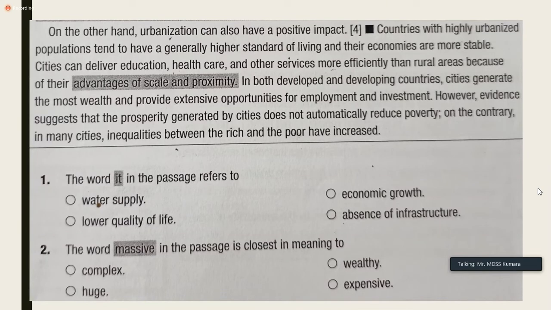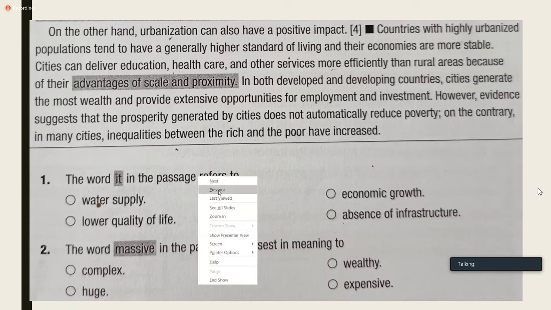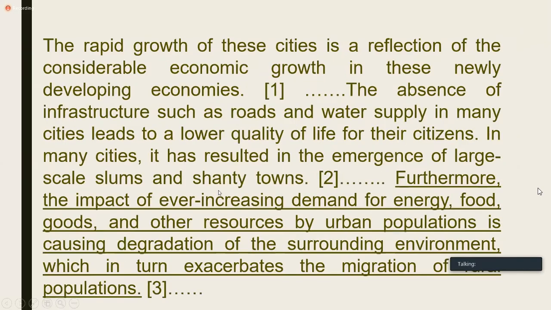So we look at the next questions now. First one, I think we did this one in the previous day as well. The word "it" in the passage refers to, 4 answer options: water supply, economic growth, lower quality of life, absence of infrastructure. Do you remember the correct answer?